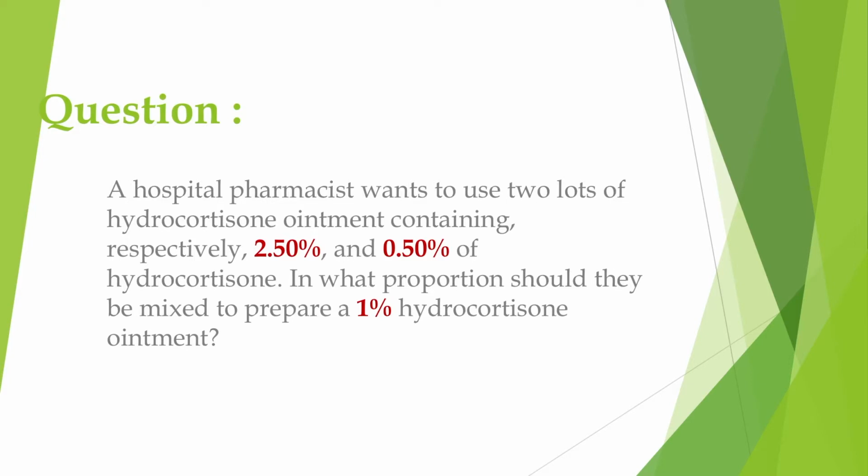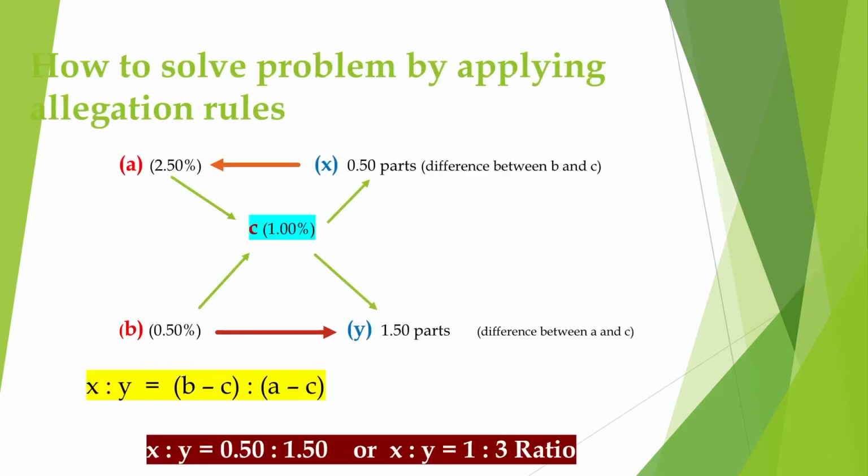Let's take an example. A hospital pharmacist wants to use 2 lots of hydrocortisone ointment which contain 2.5% and 0.5% of hydrocortisone, and he wants to prepare ointment of 1% hydrocortisone. So in what proportion should he mix these two, 2.5% and 0.5% ointment, to get 1% hydrocortisone ointment? Now, how do we solve the problem by applying alligation rules? I'll stay on this slide for a longer time.